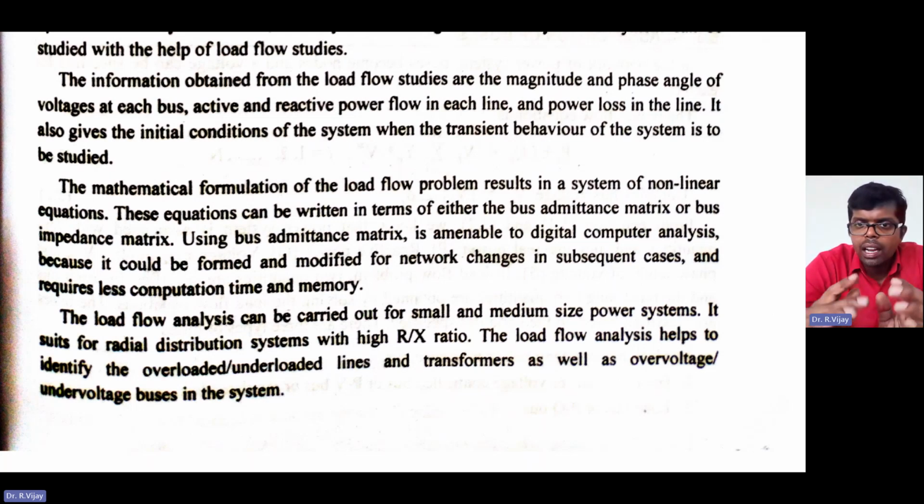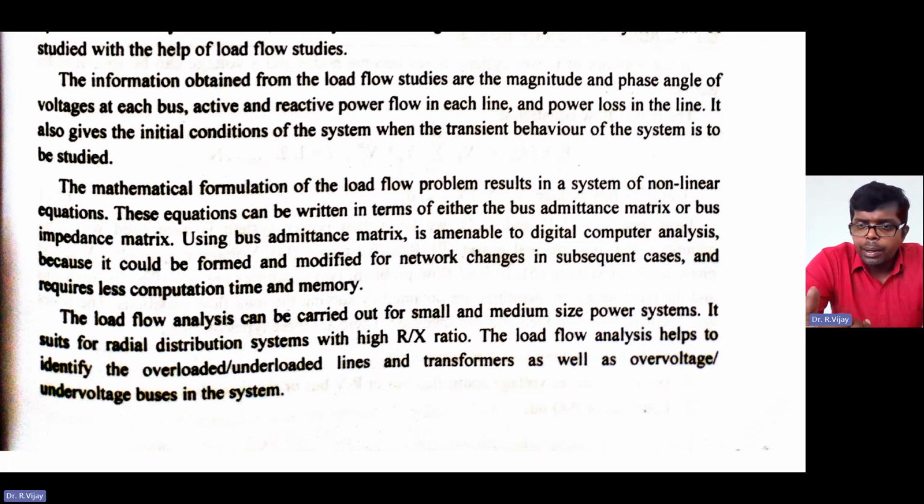You just need to tell the computer program you design how many buses there are, say, for example, 40 buses. And what is the impedance value between each bus? If you upload that data in that particular program, automatically within some seconds or minutes, maximum 1 minute or maximum 2 minutes, you will get all the answers with this computer analysis.